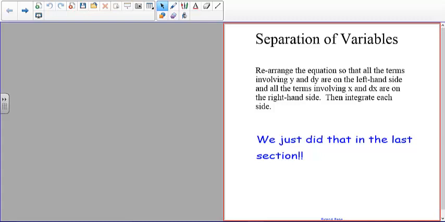The whole concept of separation of variables is you take the equation and you replace y prime with dy dx, and then you separate the terms that involve y and dy on one side and x and dx on the other side. So we're just going to work this problem as a second effort at doing separation of variables.